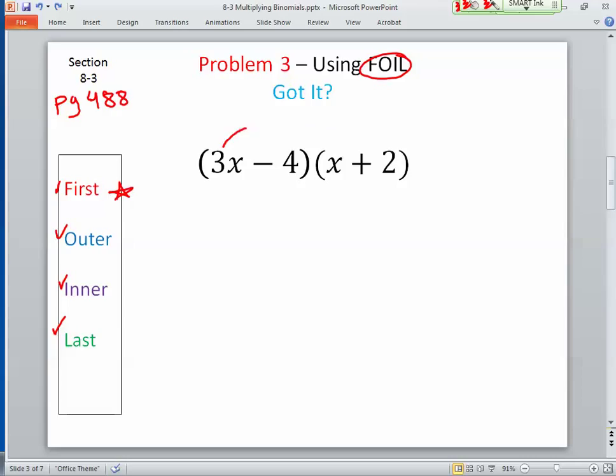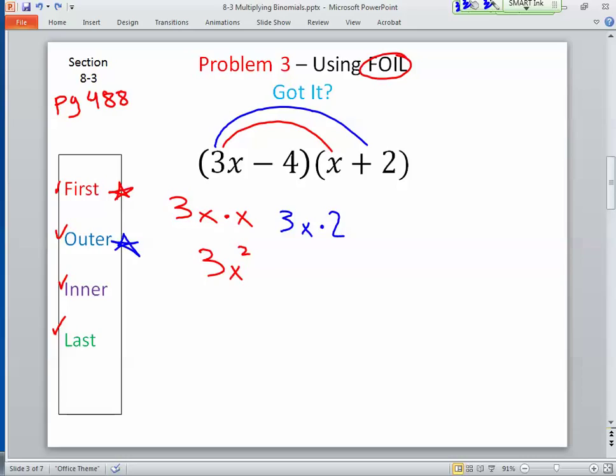That means a positive 3x times a positive x. If I multiply those together, I'm going to get a 3x squared. Next, I multiply the outermost two terms. That's a positive 3x times a positive 2. Multiply those together, I'm going to get a positive 6x. And since it's positive, I put a plus sign over here to the left of it.